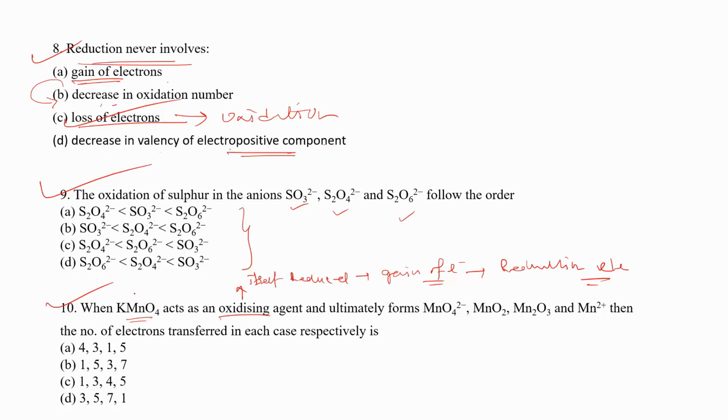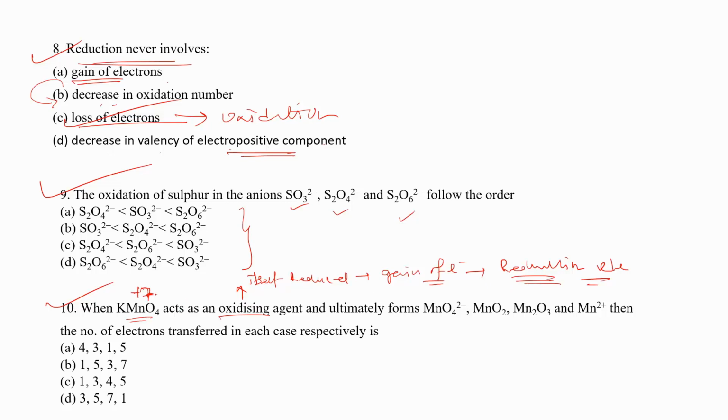It will be +7 oxidation state. Just calculate: potassium is +1, oxygen gives -2, so there will be -8 +1 equal to +7. Okay, so manganese has a +7 oxidation state, but it is a reduction reaction when it acts as an oxidizing agent.